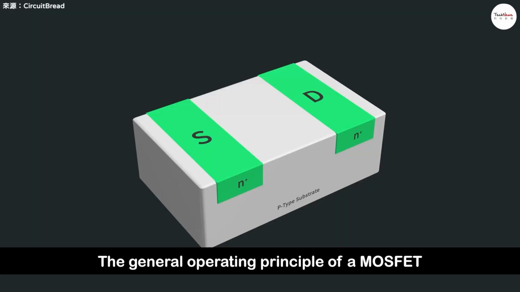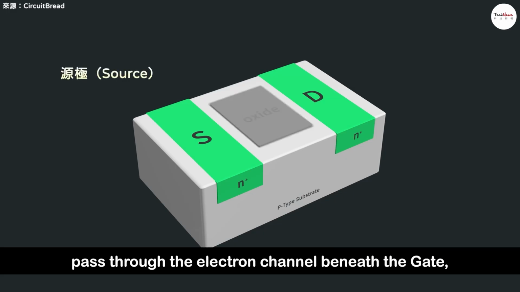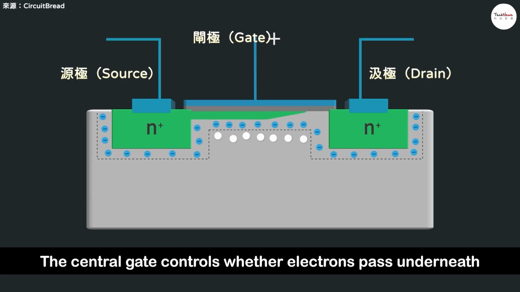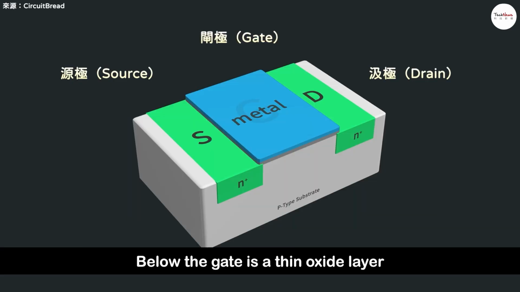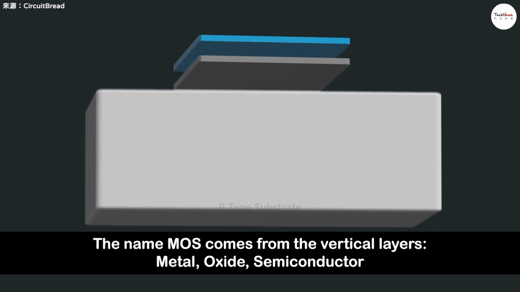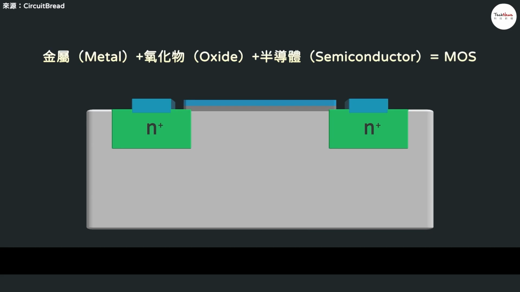The general operating principle of a MOSFET is that electrons flow in from the source on the left, pass through the electron channel beneath the gate, and flow out from the drain on the right. The central gate controls whether electrons pass underneath. Below the gate is a thin oxide layer. The name MOS comes from the vertical layers: metal, oxide, semiconductor.